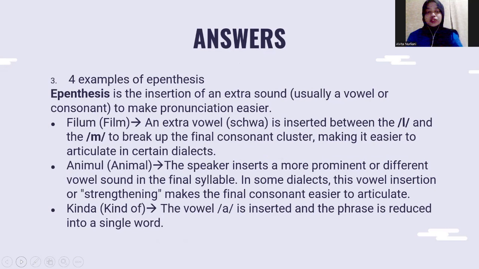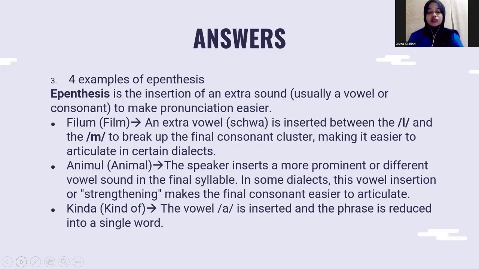And then number 3 is four examples of epenthesis, which is the insertion of an extra sound, usually a vowel or consonant, to make pronunciation easier. Again, I only found three examples of epenthesis in that passage. The first one is filum, from the word film. An extra vowel is inserted between the L and M to break up the final consonant cluster. So it makes it easier to articulate for certain dialects.